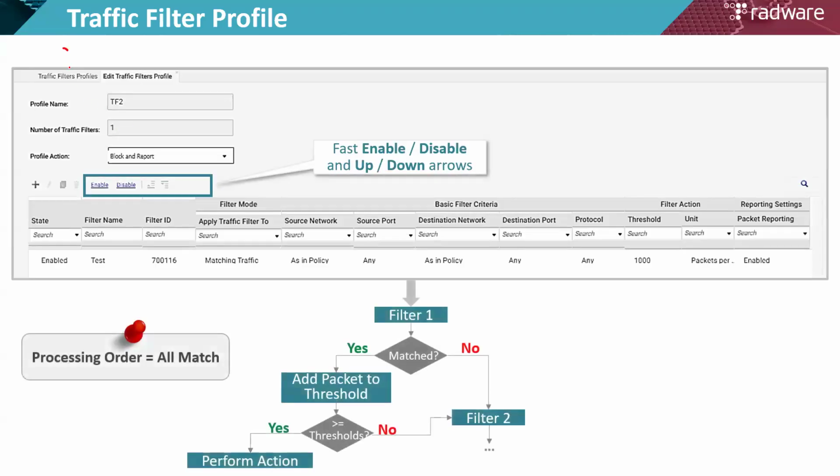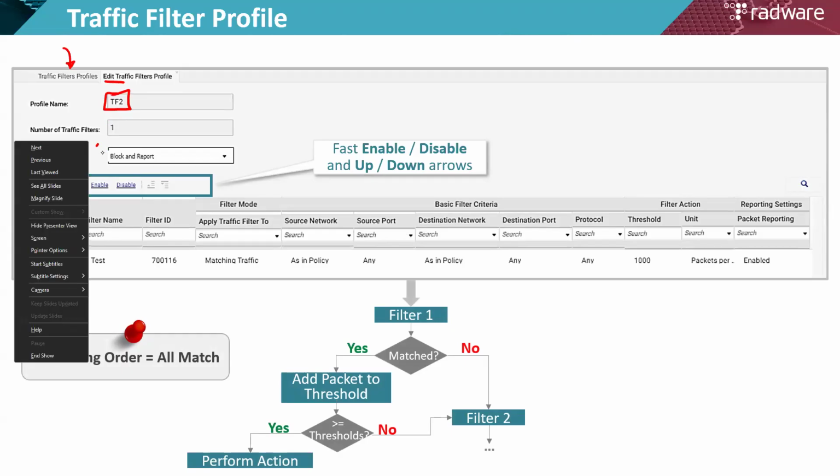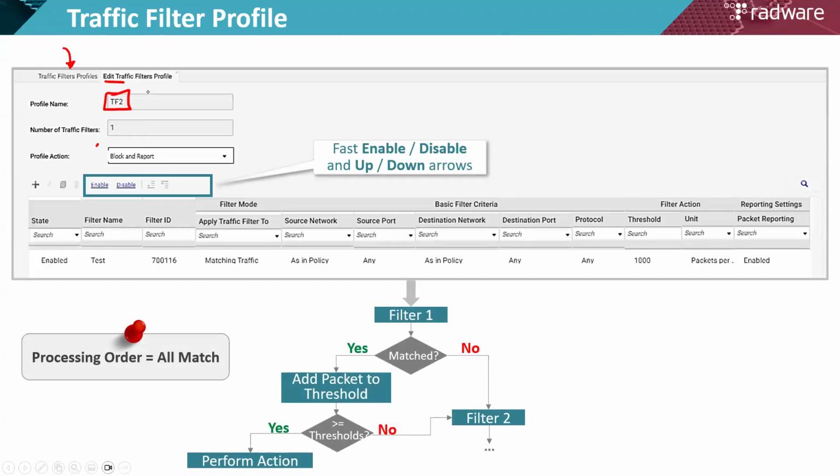First of all, you need to go to traffic filter profile and create a traffic filter profile. Here we have given it a name. This is the action that we are taking, which is block and report. We give a traffic filter name, which is TF2, then we set the profile action. If we click on this, we are basically creating traffic filter rules.